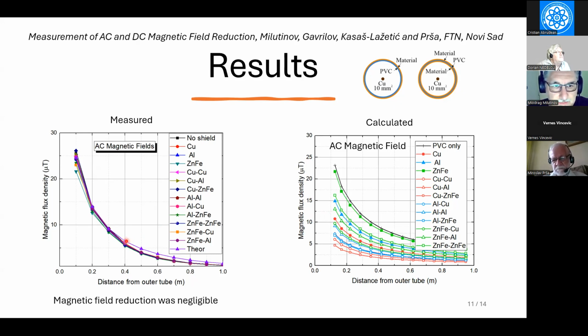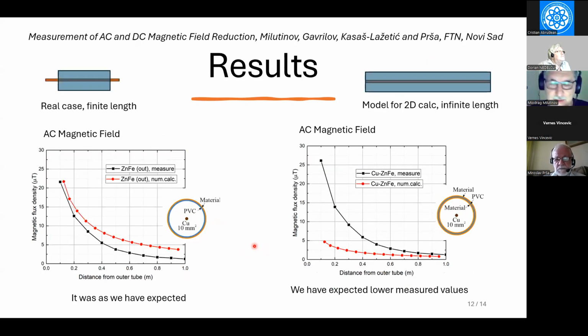What we first saw is different. We didn't expect such a difference, but lately we figured out why: probably the length of the shield and the parameters, especially conductivity and permeability, are not as we use in our model. So it's good to measure, to see how much difference you can expect from the model that we usually use for our investigations.